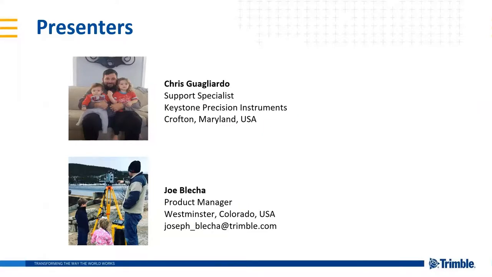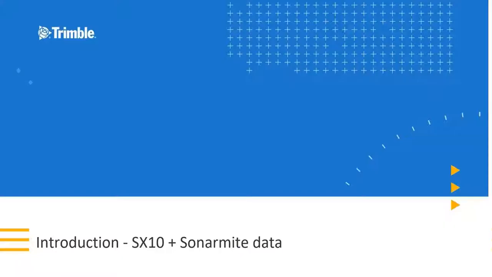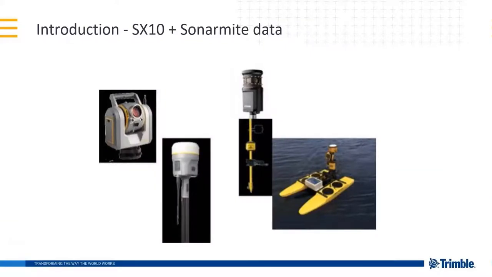We'll get into the project here that we're going to be doing. First, I'm going to show you what I used out there. What I used to collect this data is an SX10. I used the scanning function on this, and I also used it as a total station to get the Sonarmite data, which I'm pointing to right here. Now, I use an MT1000, which doesn't really need to be used on the SX10. That's just the prism I use.